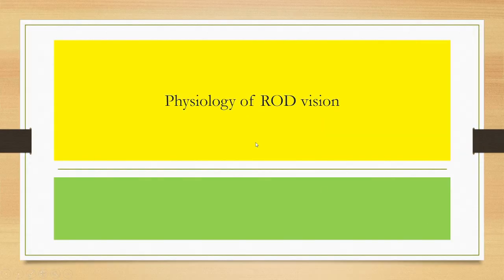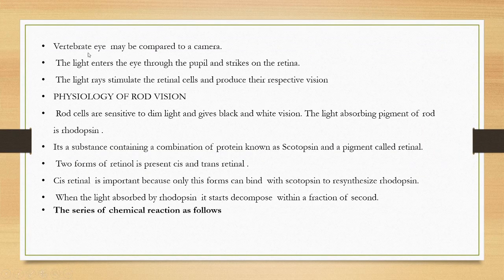Physiology of rod vision. Black and white vision. The vertebrate eye may be compared to a camera. So the light enters the eye through the pupil, strikes the retina, and the retina is activated.